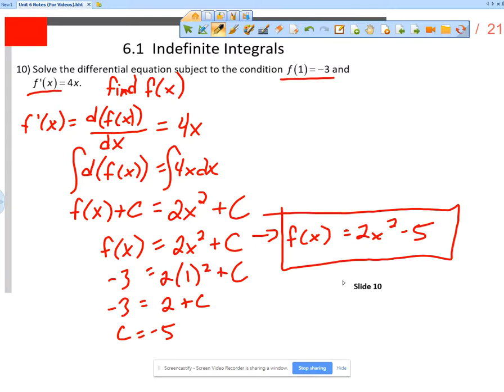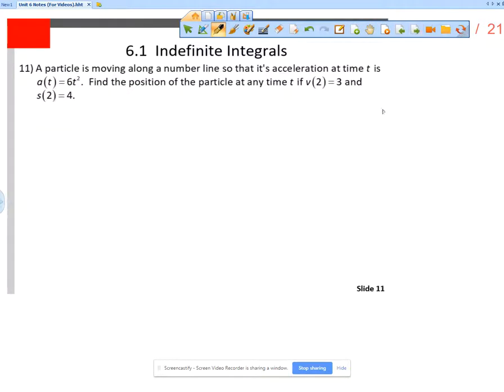So that's slide 10. Now on slide 11, we're in a context. It says a particle is moving along the number line so that its acceleration at time t is a of t equals 6t squared. Find the position of the particle at any time t if v of 2 equals 3 and s of 2 equals 4.